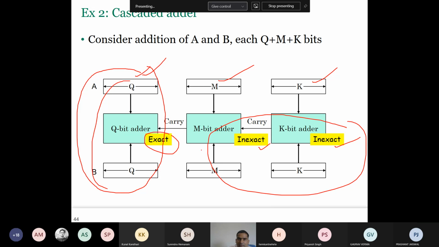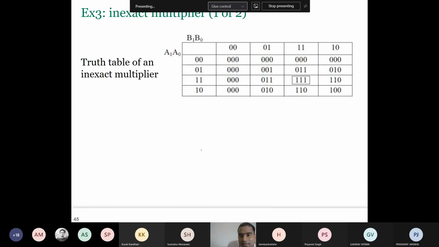Okay, let us go on. So this was adder. Now let us see multiplier. Here, there are many multiplier designs possible which are inexact. I have just taken one example. So here is an example of one inexact multiplier.